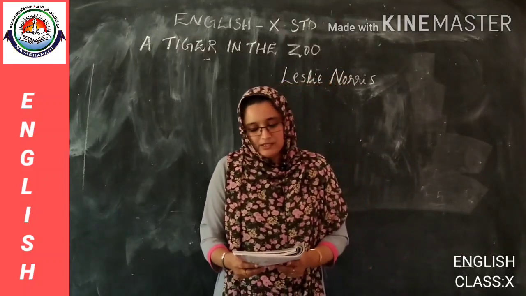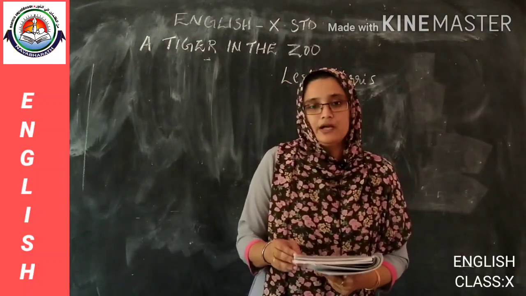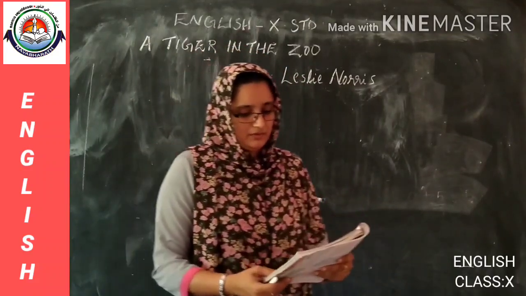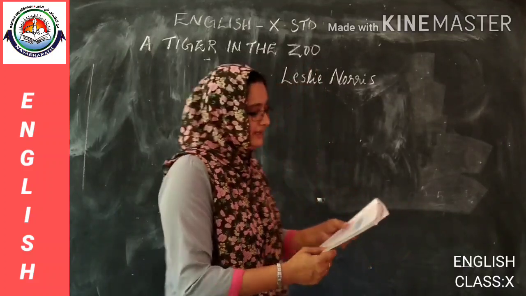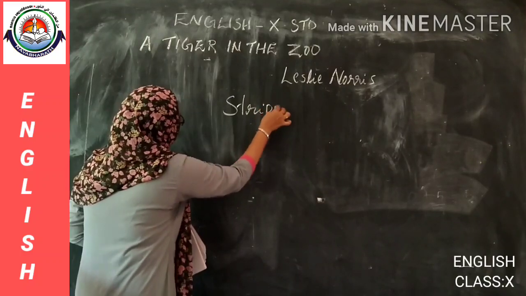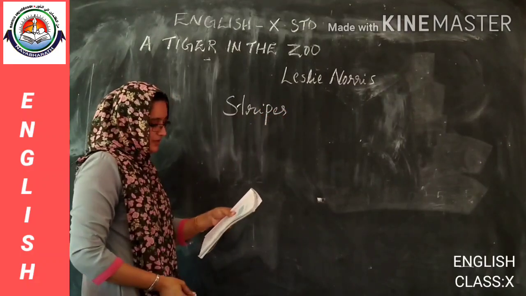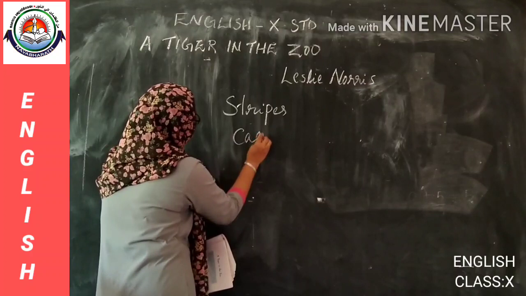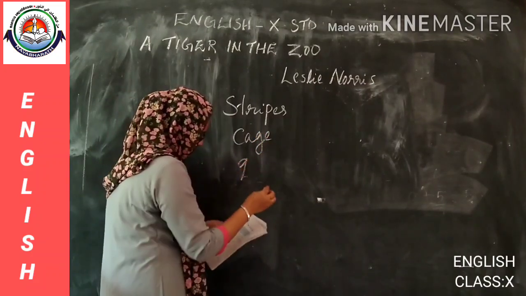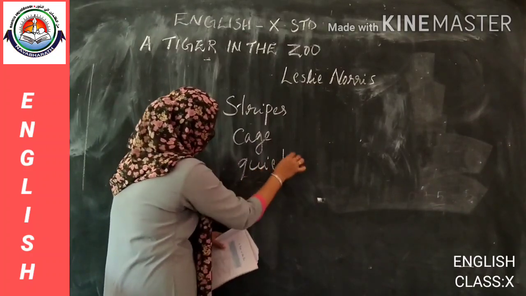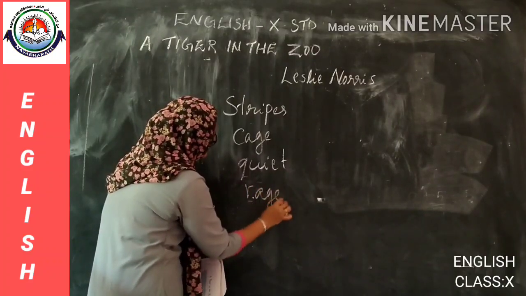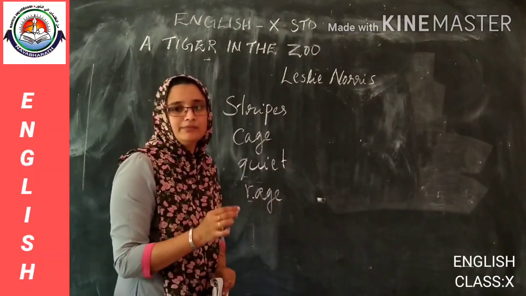Okay, my dear children, let's find out the rhyme scheme of the poem. See, what is the first line ending with? Stripes. Then cage. Next one, quoit. The next one, rage. I hope everyone knows how to find out the rhyming scheme, right?